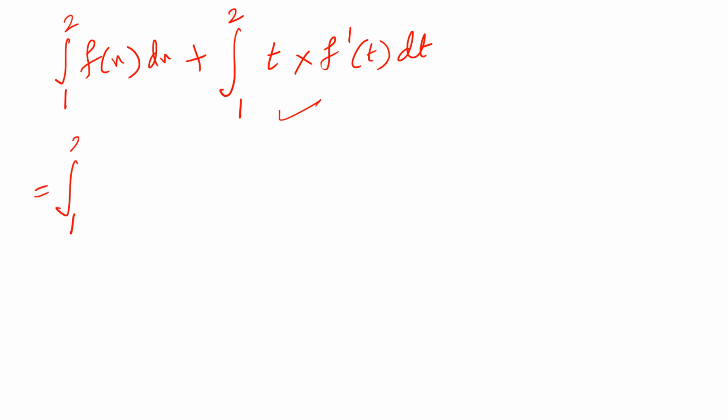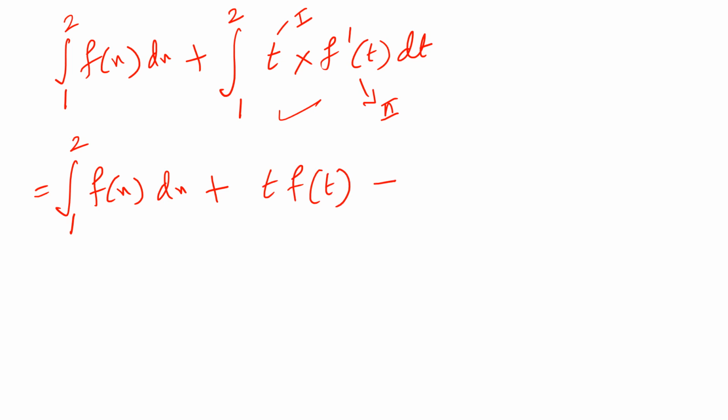Now this expression becomes integral 1 to 2 f of x dx plus. Now I am going to find the value of the second integral by integration by parts. So I will call this function as second function and this function as first function. Now it becomes first function into integral of second function, which is t into f of t, minus integral derivative of first function, which is just 1, into integral of second function, which is f of t dt, and limits are from 1 to 2.